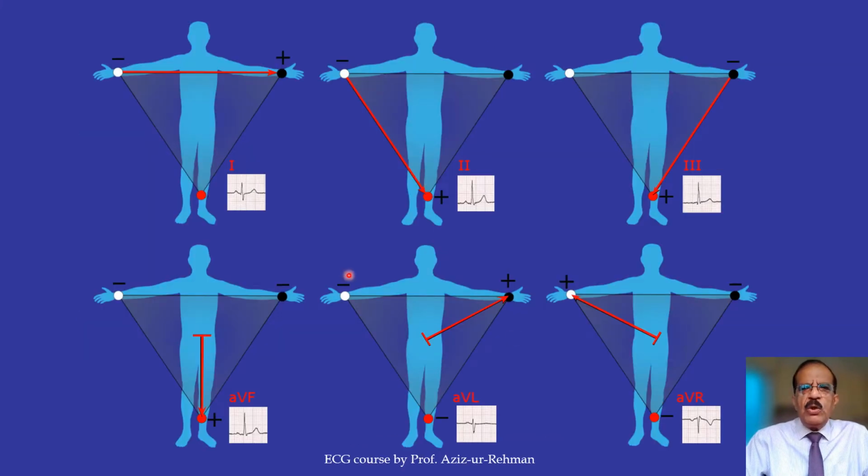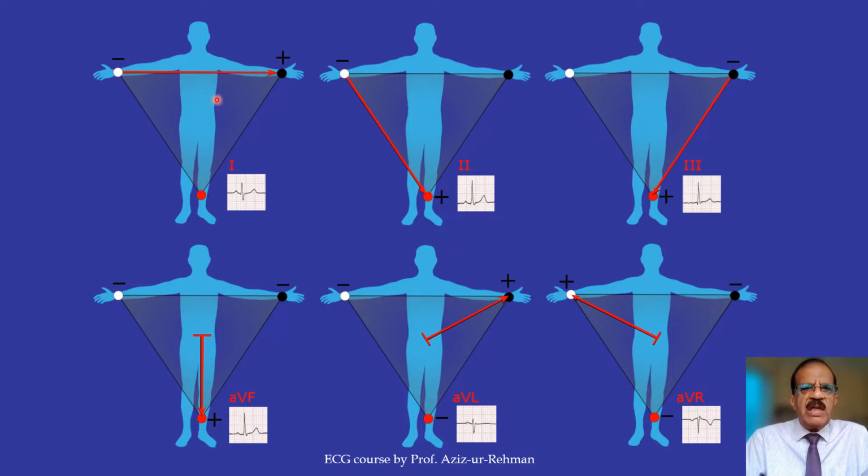Now, I think we need to understand this picture before we proceed further. We have 6 limb leads, and 3 of them are lead 1, lead 2, and lead 3. These are bipolar leads. By bipolar leads, I mean that they have 2 poles, one positive and the other negative. And which one is positive and which one is negative is all determined by convention. Somebody who invented this concept just assigned a positive sign to this one and a negative sign to this one, and there is no other logic behind that.